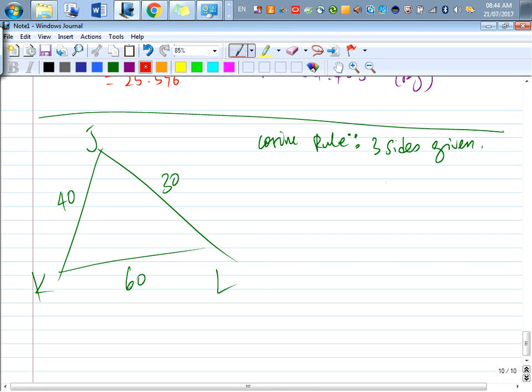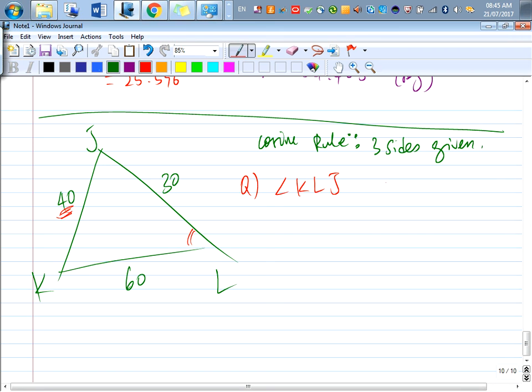Okay, so what could be the question they want to ask? Which angle do you want? KLJ. Okay, find this angle. What is the equation you will write? So for cosine rule, you need to think about which number you want to start with first. So think, how am I going to choose? Am I going to choose to start with 60, 30 or 40? And what is the reason that you choose? For example, Fina says she's very sure she wants to choose 40. Then why did she choose that? Yeah, because this is opposite the angle that I want.